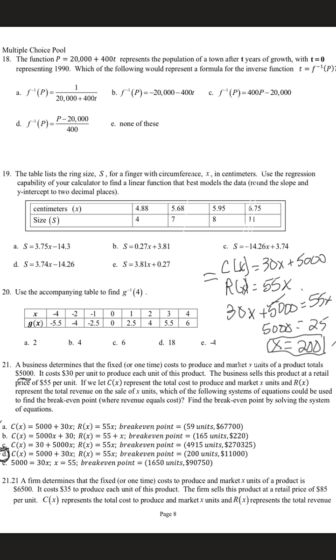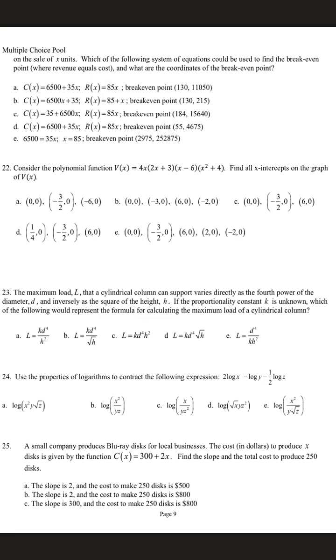And the next one's really pretty much the same. For some reason, I'm thinking that this answer is A. I'm pretty sure it was.